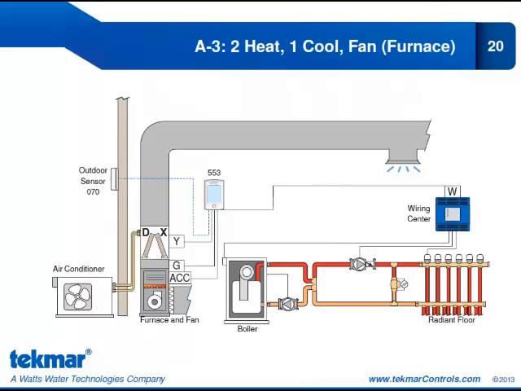So our first stage of heat is the radiant floor. We can see the W coming to a wiring center for the operation of that radiant floor. Our second stage of heat, through the accessory relay, will operate the furnace. We have the G for the fan and the Y for the air conditioner for cooling. Let's look at the wiring.